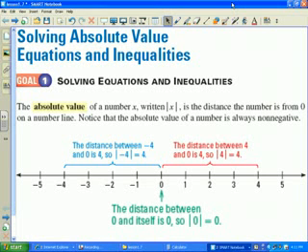Section 1.7, Solving Absolute Value Equations and Inequalities. We're going to look at this section in three pieces. The first part is solving absolute value equations.